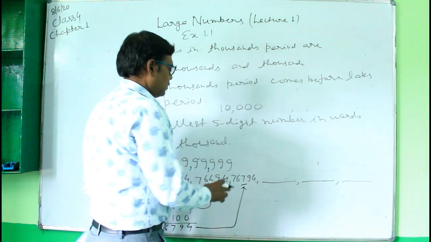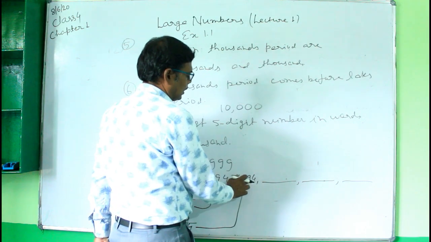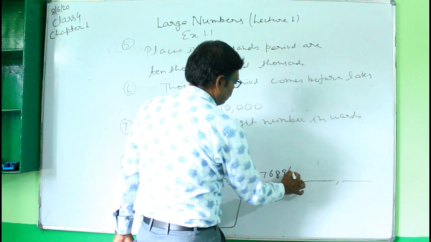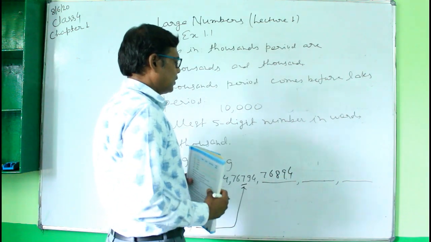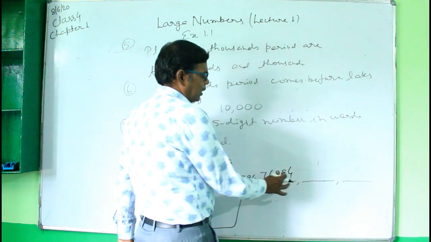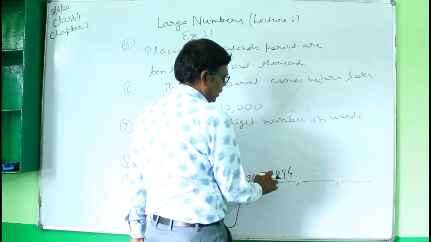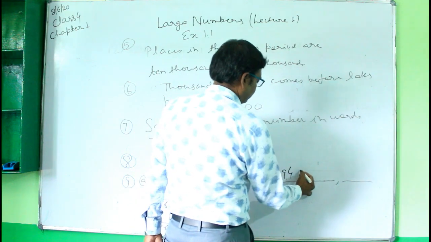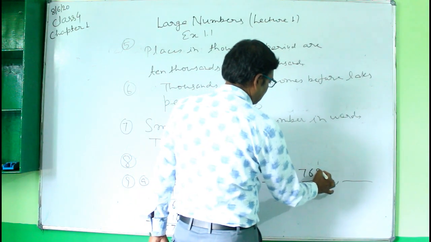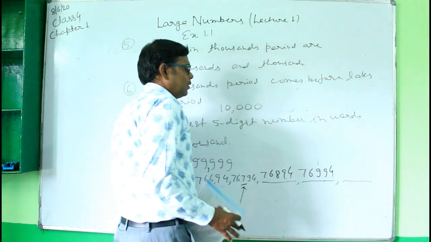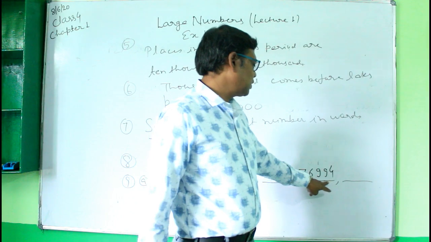So it will be 76,894. The next number: now you will add 100 to this number, so it will be 76,994. Now here the interesting thing will happen.